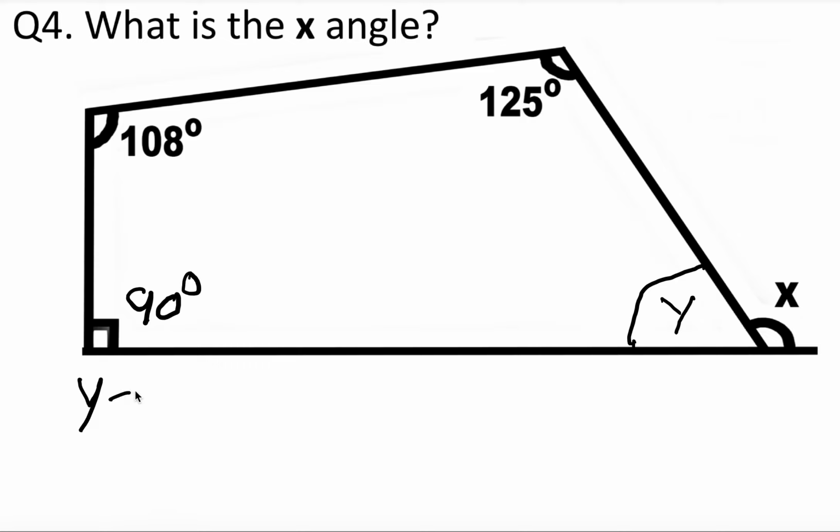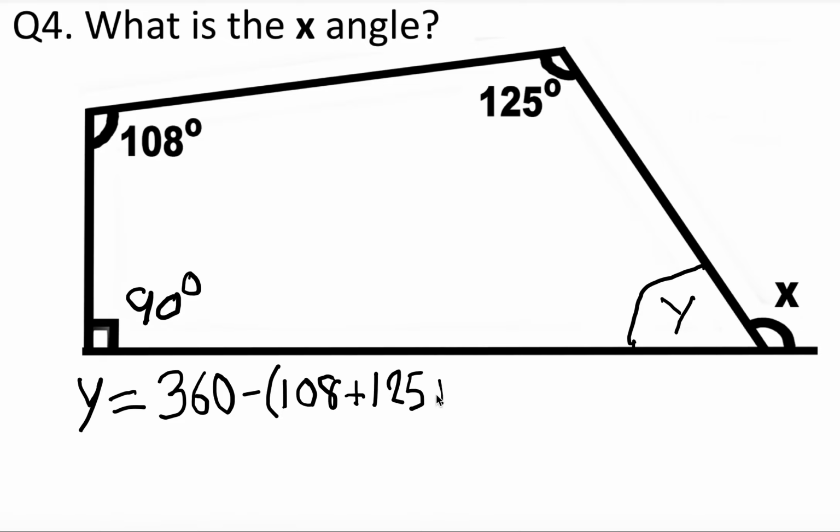So y equals, what information? It equals 360. That's the total angles for the whole of the quadrilateral, minus whatever we know. So we know we've got 108, plus we've got 125, plus 90.